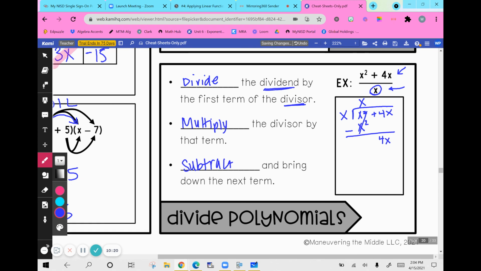So then we're going to say 4x divided by x is 4. And it's a positive 4, so we'd say plus 4. 4 times x is 4x. When we subtract that, we're left with 0, which means that we're done. So our answer to that division problem would be x plus 4.